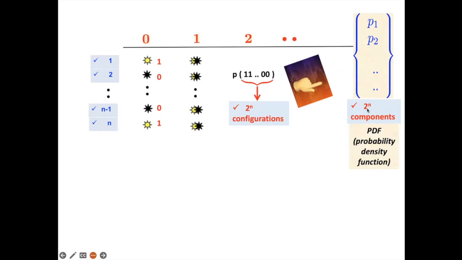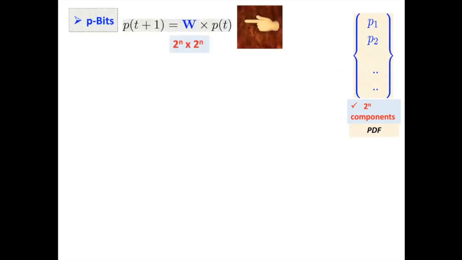If you want to describe how the system evolves with time, then you say, here's the probability distribution function at time t, and this is what it is at the next instant in time.